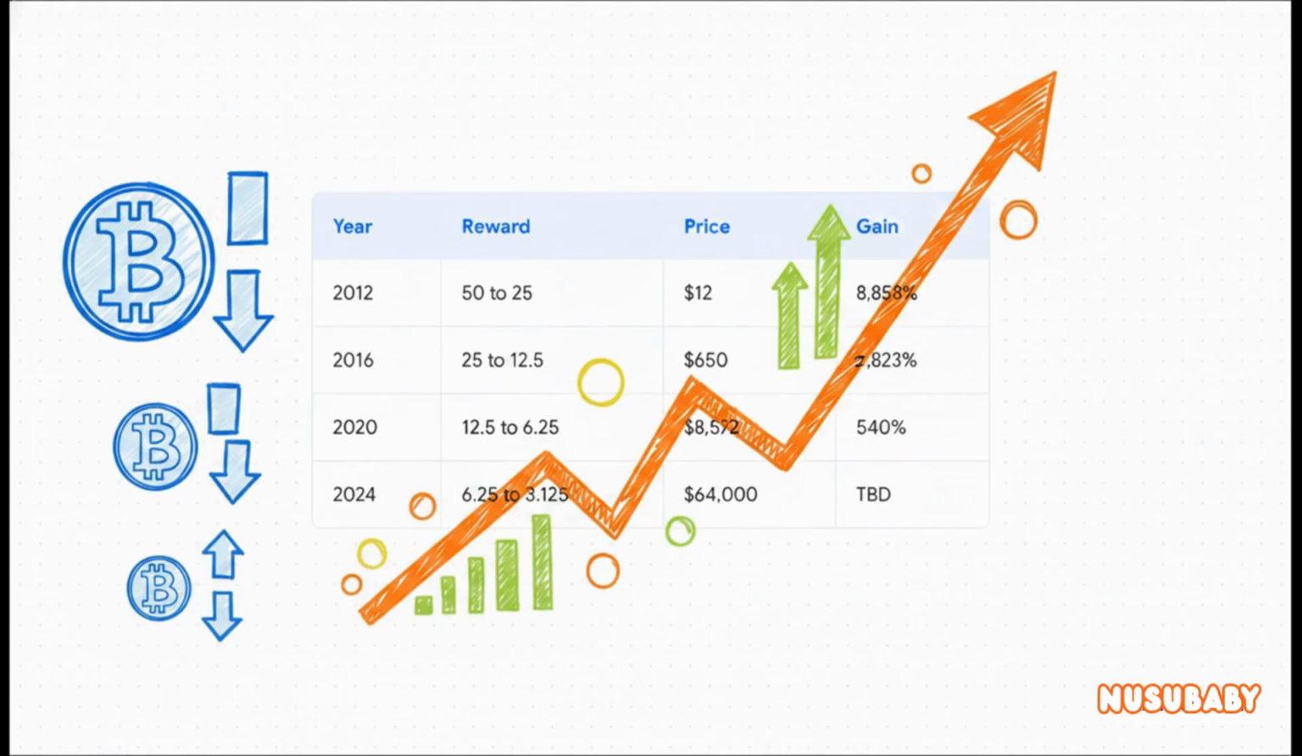No joke. Then, in 2016, the reward halved again to 12.5 coins. And from a $650 baseline, it rocketed up almost 3,000%. Cut to 2020, right in the middle of the pandemic, the reward fell to 6.25 and the price eventually climbed from $8,500 to $69,000. And now, following our 2024 halving, the reward sits at just 3.125 Bitcoin per block.